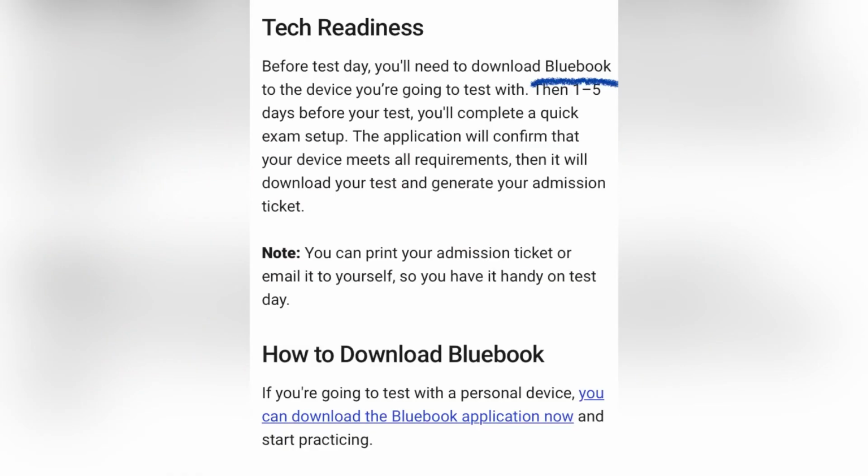SAT test taker downloads an application called Bluebook from the College Board, which is the test maker, onto his personal device. What this Bluebook application does is it configures his personal device and makes it ready for SAT test taking. Once it has successfully configured, it issues an admission ticket, which can be printed or emailed and be taken to the test center or school for taking the SAT.